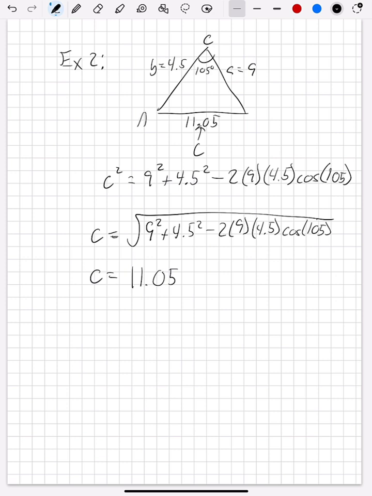And then if I wanted to find angles A and B, I would just follow the same process that we did with example 1. So these are the only kinds of examples that you'll run into with laws of cosines. It's a pretty short section.